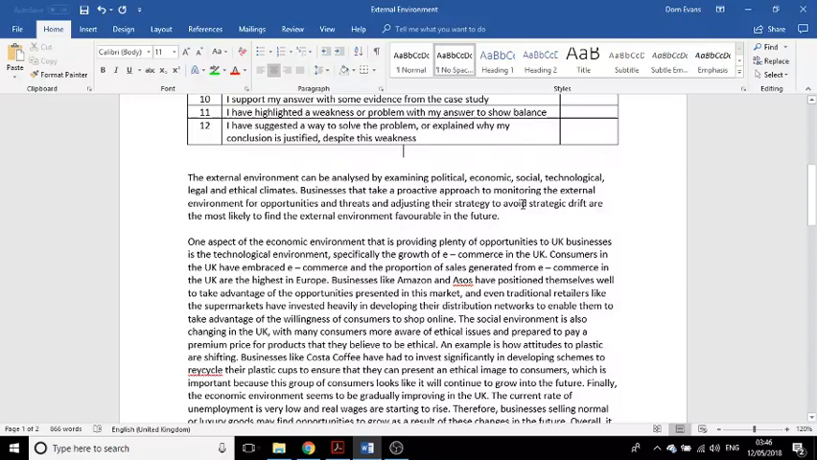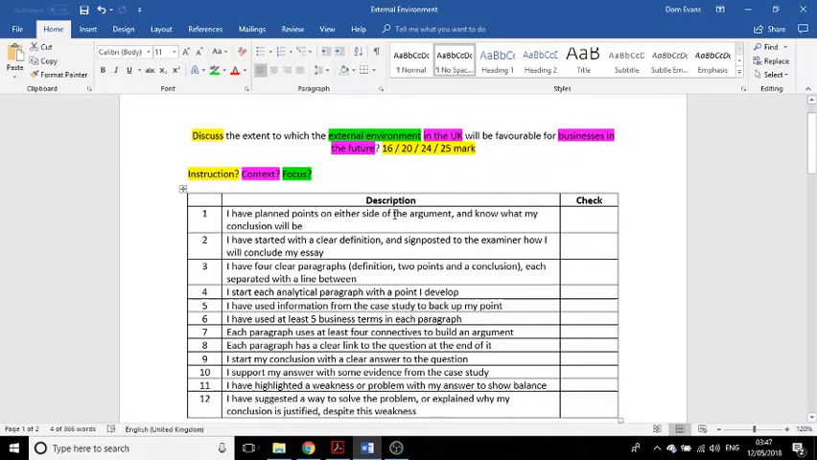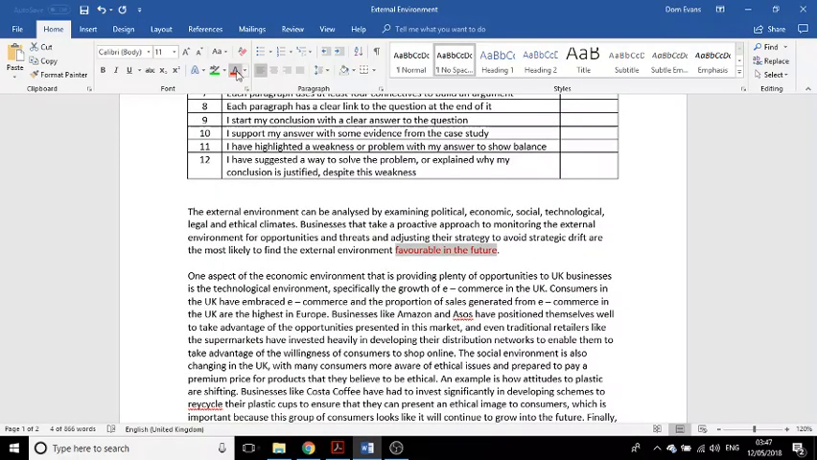So I've brought in a little bit of theory here. First of all, I've explained what the external environment is, so the examiner is very clear what my knowledge is. And then I've done what's called a little bit of signposting, which is I've said that businesses that take a proactive approach to monitoring the external environment and adjusting their strategy to avoid strategic drift are going to find the environment favourable in the future. It's really clear that I'm answering the question. The question was about businesses in the future, so I'm nice and focused on the question.